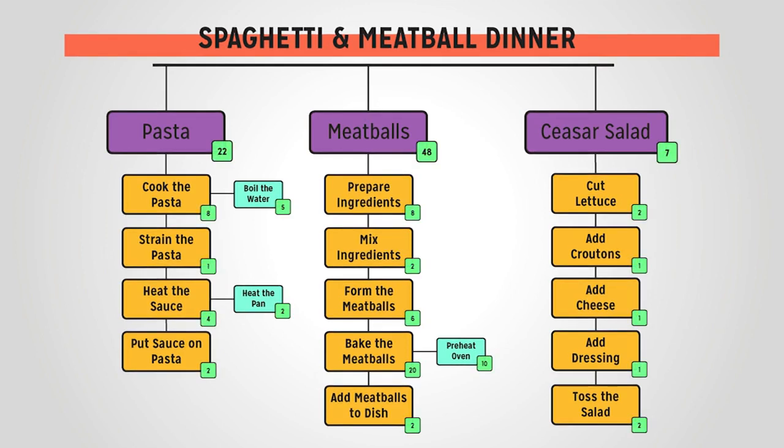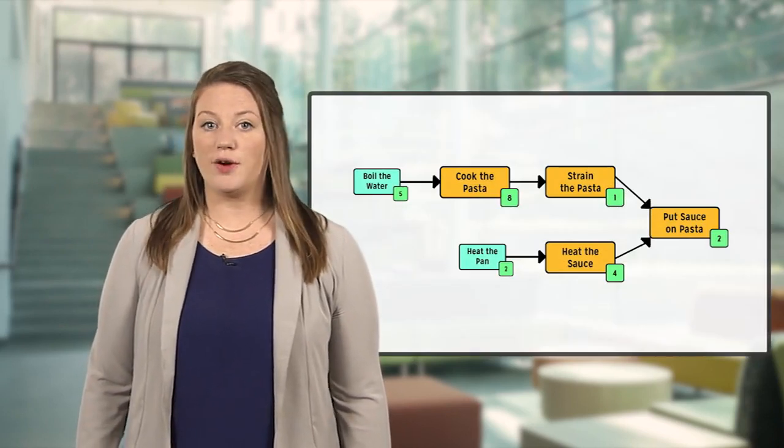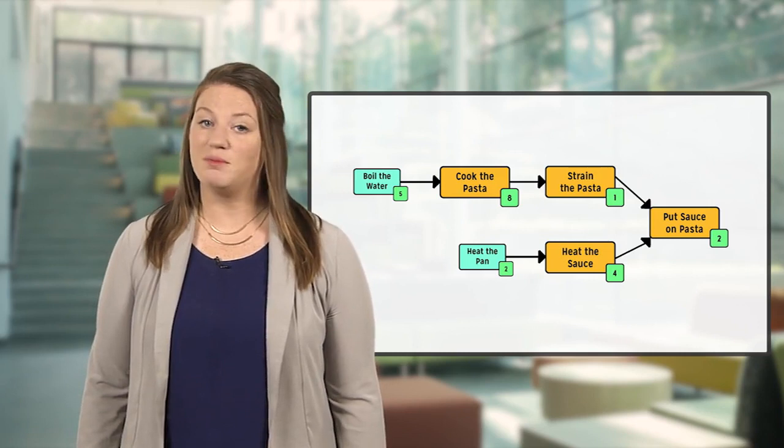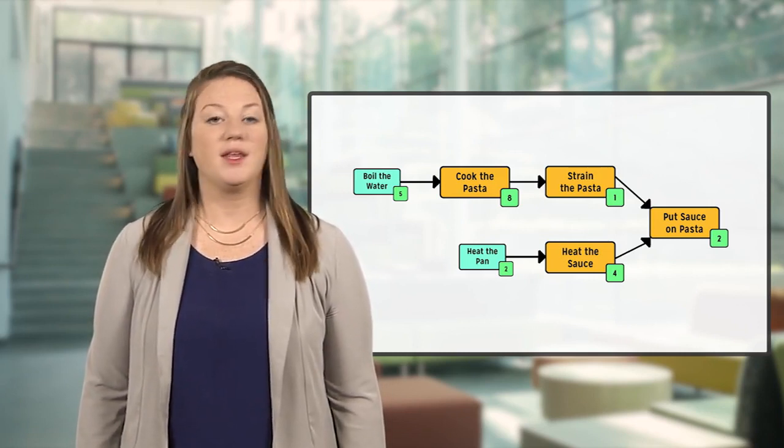Now, we need to add an estimate of time in minutes for each of these tasks. For simplicity, we'll use a singular expected time value rather than a range. Now, we need to start organizing the tasks by their dependencies. Let's start with our pasta tasks. We know we need to boil the water before we cook the pasta. We also need to cook the pasta before we strain the pasta.